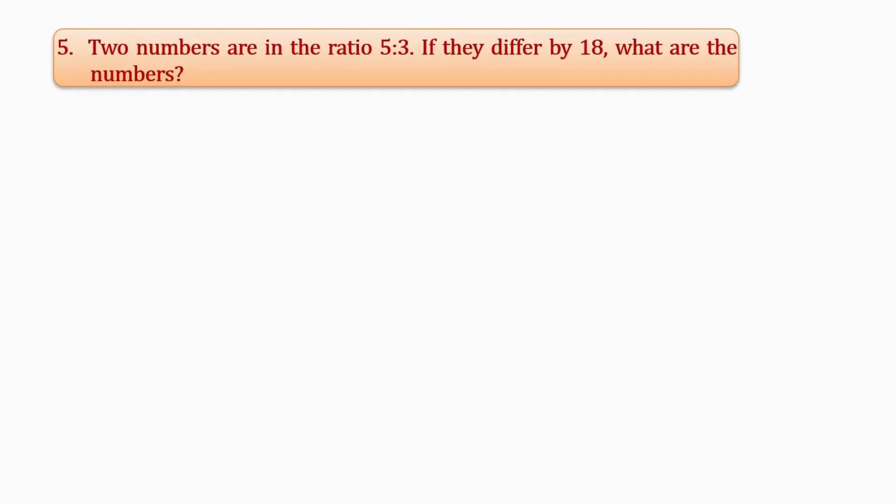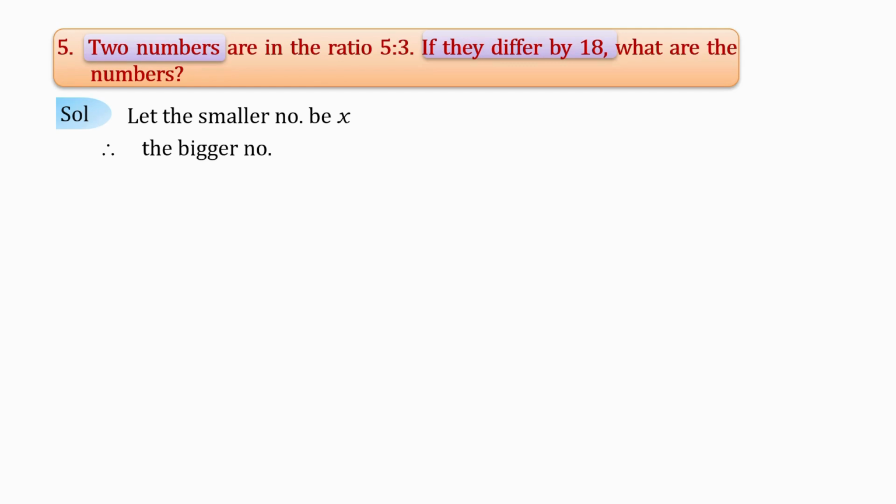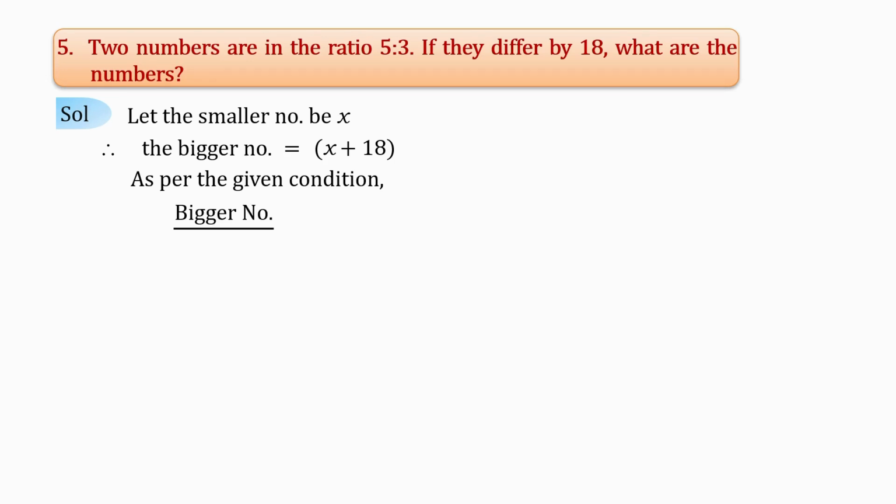Now another question. Two numbers are in the ratio 5:3. If they differ by 18, what are the numbers? So we need to find the numbers. Here they have given the ratio and they also differ by 18. So we will consider the smaller number be x. So the bigger number will be x plus 18. And we also know that they are in the ratio 5:3. So bigger number by smaller number equal to 5 by 3.